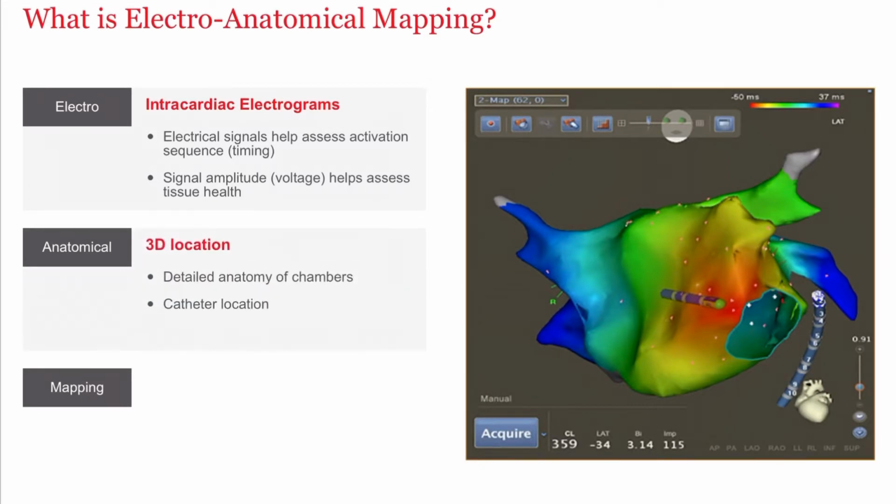Anatomical refers to the three-dimensional location information, both the detailed anatomy of the complex cardiac geometry and the real-time location of the catheters inside the chambers. Finally, mapping refers to the ability to record and catalog the data collected in each location.